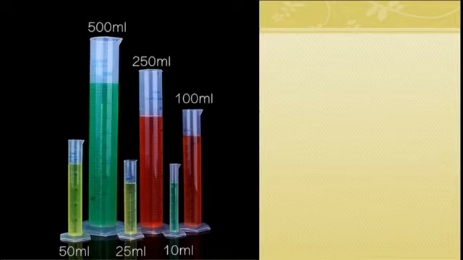Now you can see here different measures. These are called measuring cylinders. Now you can see here 50 ml. This is a 50 ml measuring cylinder. This is less than that one, that is a 25 ml measuring cylinder. This is 10 ml. See this. We use these all in the laboratories and also to take the medicines.